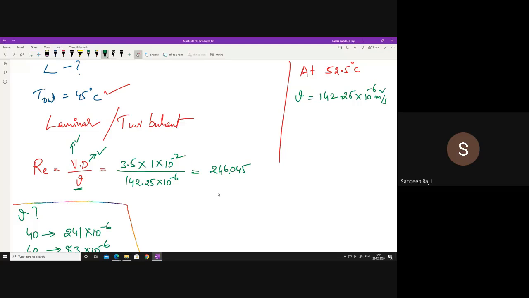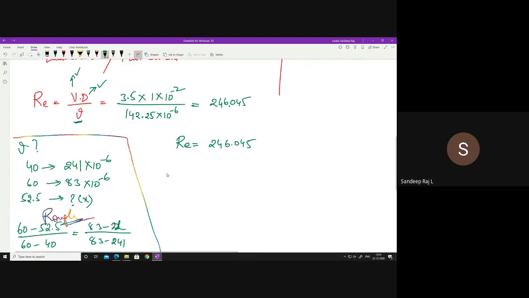Let me check it. So it is 246.045. The Re value is 246.045. Okay, that is the Re value. So what does that imply? The Re value is less than 2300. What does that imply? It implies the flow is laminar flow. Okay, so whatever the flow is here, it is a laminar flow.